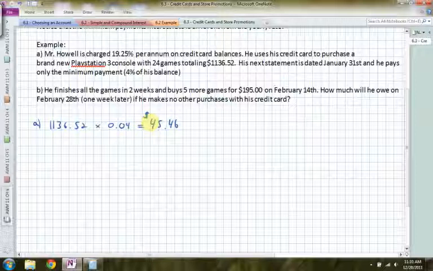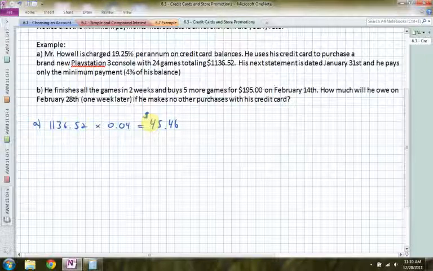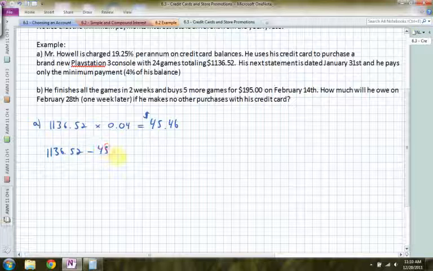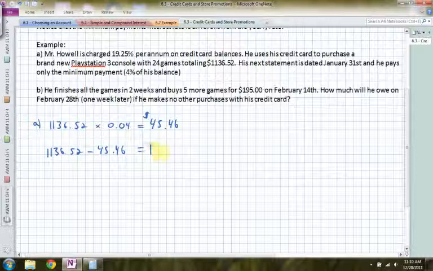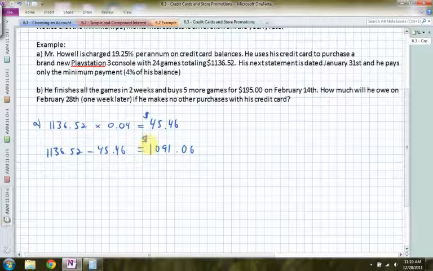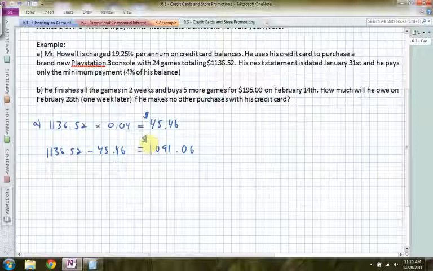He's only going to make the minimum payment. So what we have to do now is we take 1,136, subtract off his minimum payment to see what he's going to be left with as a balance. So 1136.52, subtract off the 45.46, and he's left with $1,091.06. And 6 cents. So that's how much he's left with for his balance.